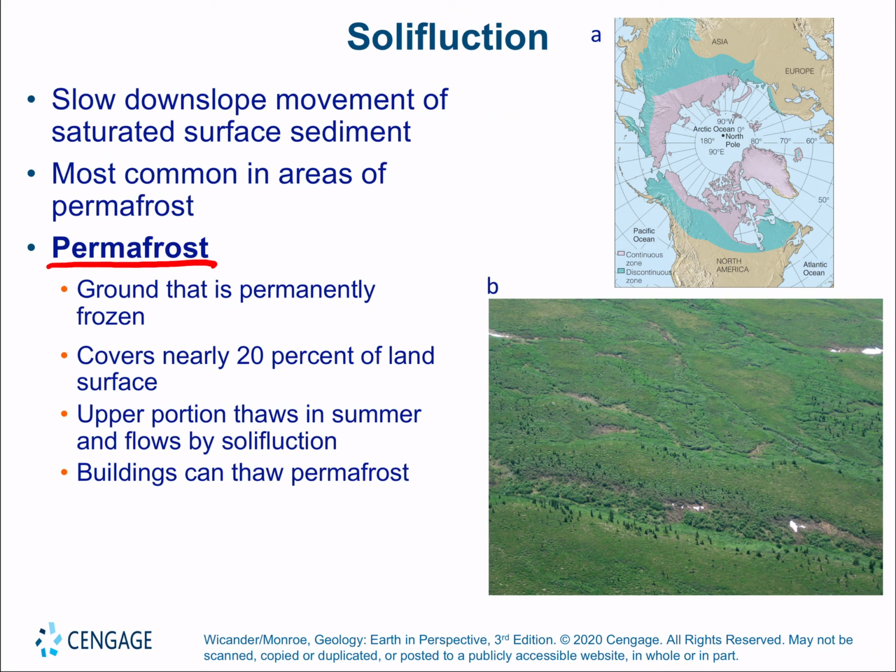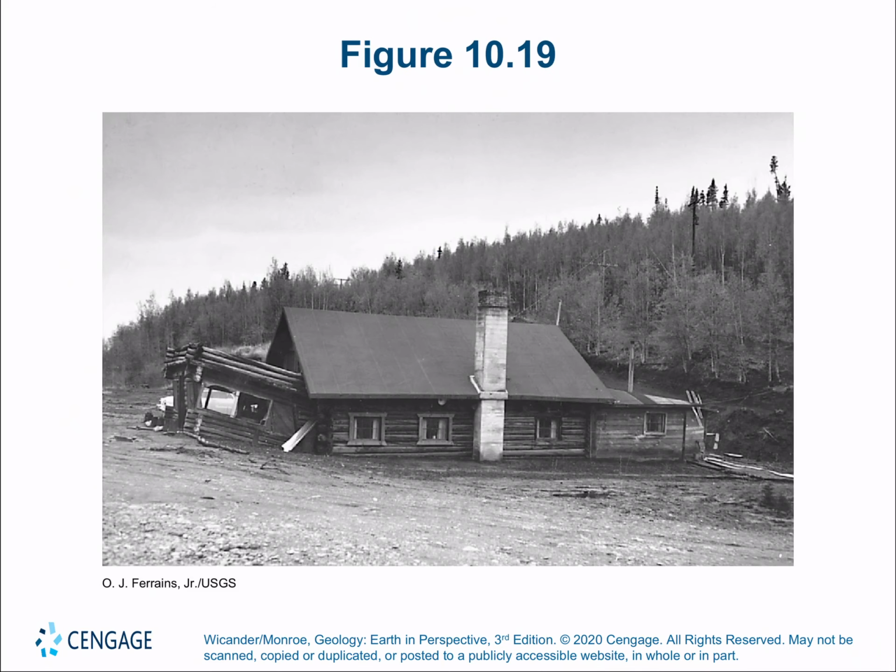Now, if I built a building on the ground, a building can actually thaw the permafrost, as you can see in this picture. So notice in this picture, taken in Alaska, that the settling is uneven because the building has actually started to melt the underlying permafrost.